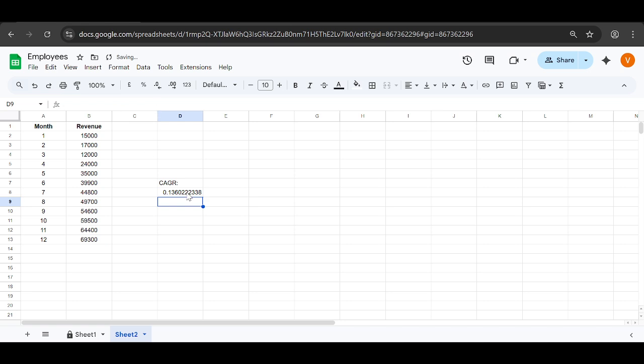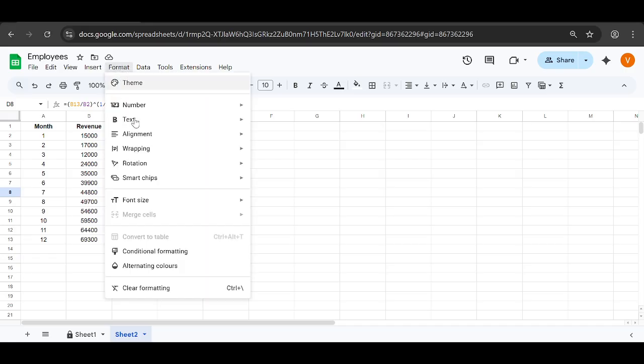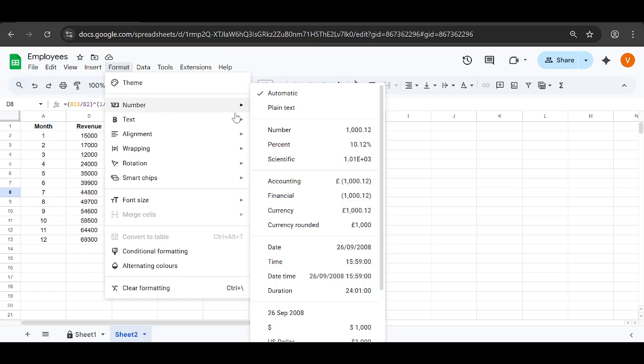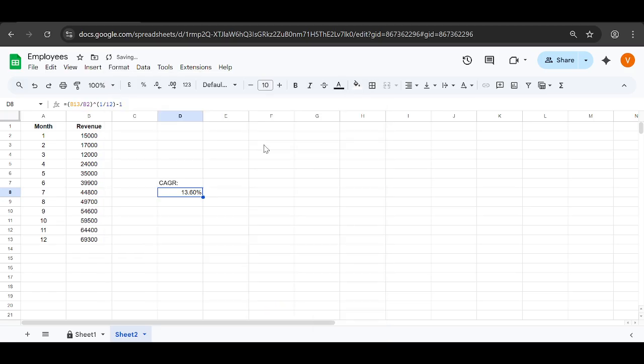Press enter to calculate. You'll see a decimal result at first. That's normal. CAGR is a rate, and by default, Sheets shows it as a decimal. To display it clearly as a percentage, go to the top menu and choose Format, then Number, then Percent. Once you do that, the decimal is converted into a readable percentage, making it easier to interpret at a glance. For example, 0.126 becomes 12.6%.